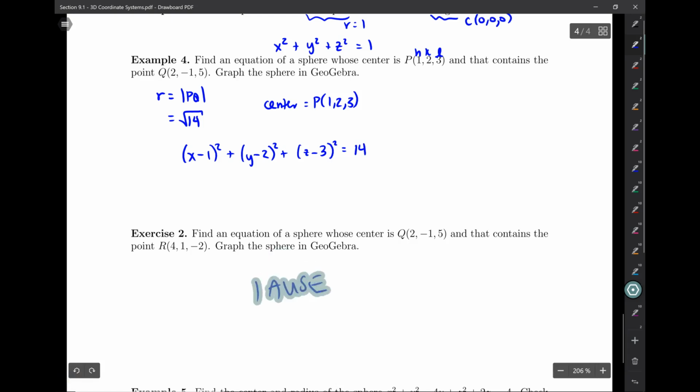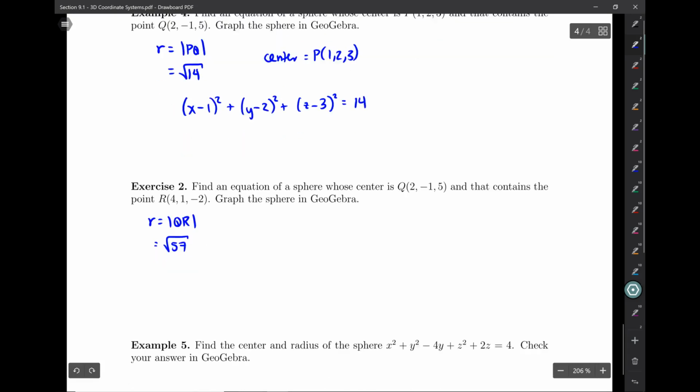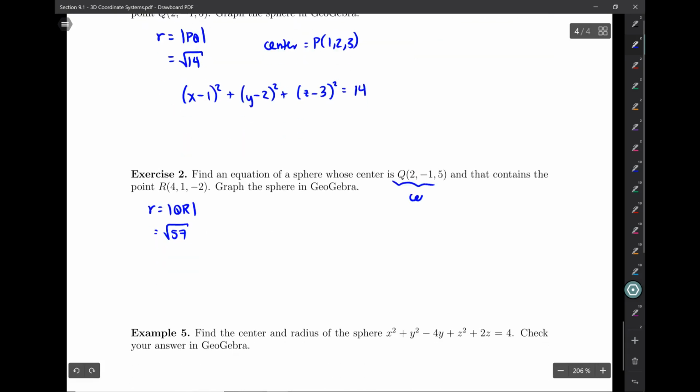Welcome back, and let's see how that went. Okay, so just as before, we know the radius is going to be the distance between the points Q and R, which we found already to be the square root of 57, right? And then we have this as being the center. So we would have the equation x minus 2 squared plus y minus negative 1, which would be plus 1, squared, plus z minus 5 squared equals the square root of 57 squared, which is 57.